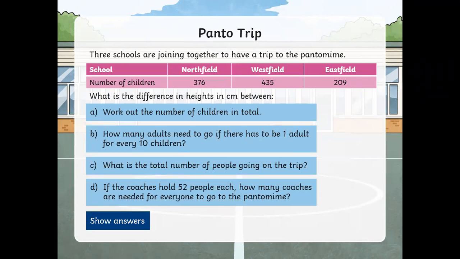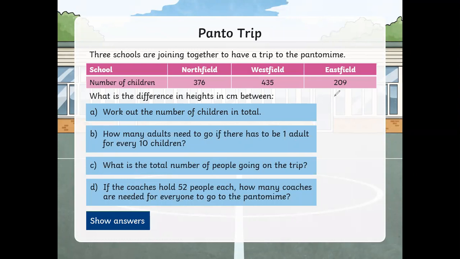Okay, 3 schools are joining together to have a trip to the pantomime. So each school has a different number of students. There's Northfield, Westfield, Eastfield. Northfield has 376, Westfield has 435, and Eastfield has 209. Question A says, work out the number of children in total.